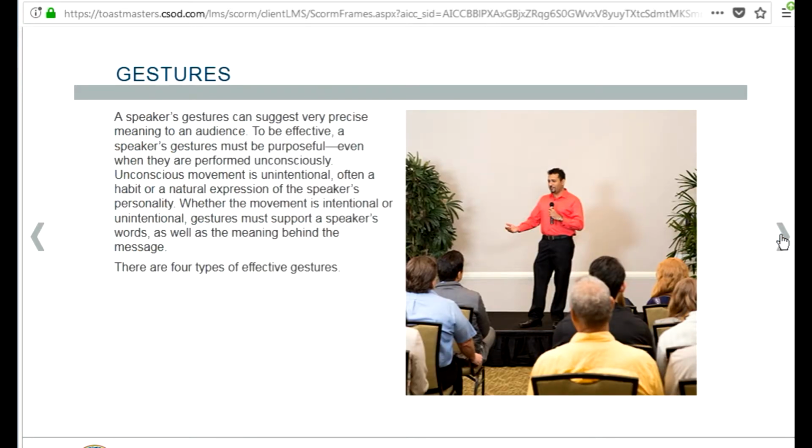Gestures. A speaker's gestures can suggest a very precise meaning to an audience. To be effective, a speaker's gestures must be purposeful, even when they are performed unconsciously. Unconscious movement is unintentional, often a habit or a natural expression of the speaker's personality. Whether the movement is intentional or unintentional, gestures must support a speaker's words, as well as the meaning behind the message. There are 4 types of effective gestures.